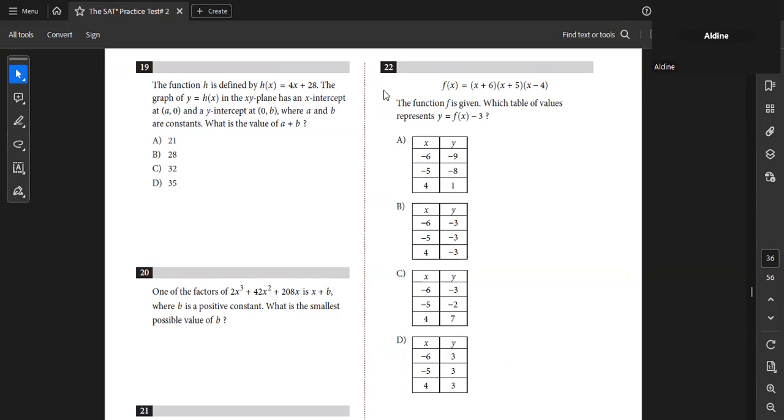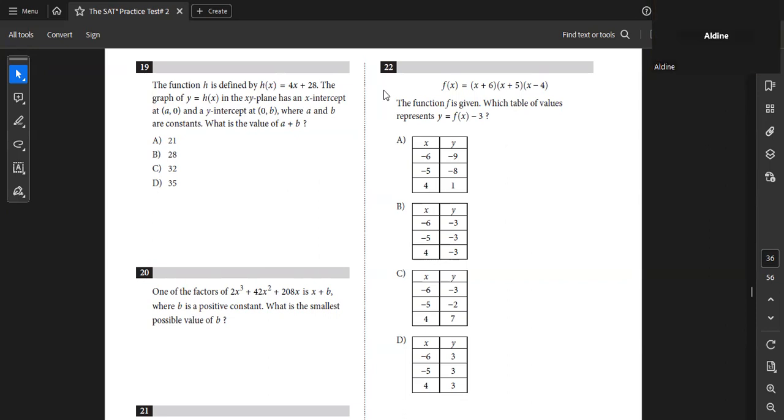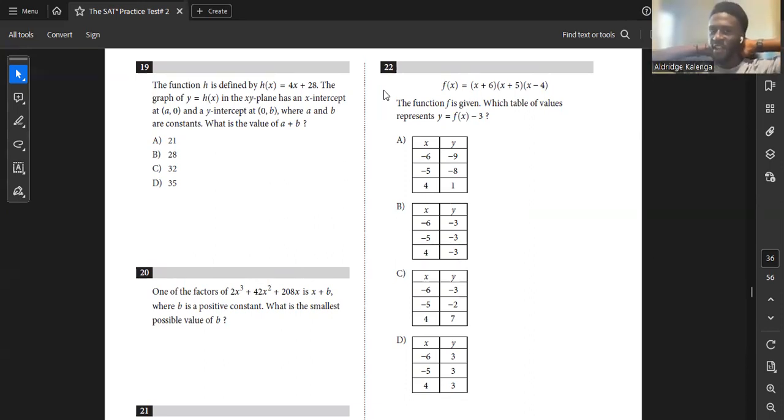Sir, isn't it that with f of x minus 3, wouldn't the answer be A? No, and I'll tell you why. And I see why you might see that though. Tawana, you're onto something. Do you want to explain?